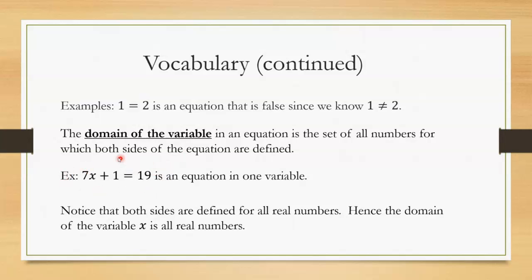So here we have an equation in one variable. And of course, the right-hand side, there's no restriction there because there's no variables there. For the left-hand side, we have 7x plus 1, but you could put any number you want in for x on the left-hand side, and you get something that makes sense. The equation might be false, but 7x plus 1 itself is defined for all numbers. So the domain of the variable in this equation would be all real numbers.